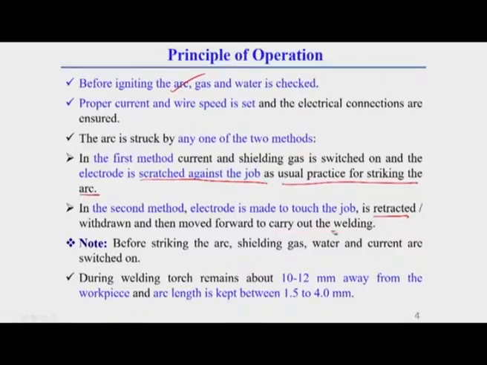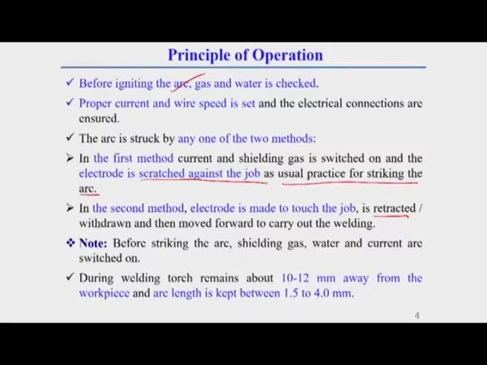So, this is the second method. One method is the scratching method, another method is called touching, or you can say it is similar to the tapping method. Here one thing you should note down, which I have already told you: before striking the arc, shielding gas, water and current should be switched on.